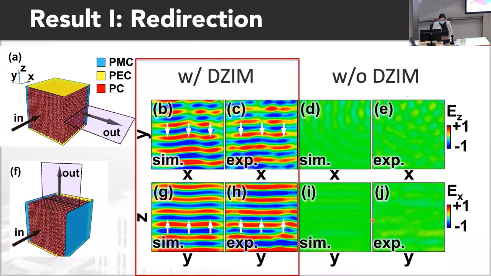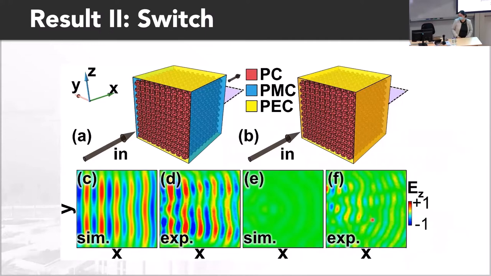Another example is what we call a switch. I have this zero index material covered with its boundaries. If I have the proper boundary, I can have the wave completely transmitted. And if I change the boundary, then there's no transmitted wave. So just by changing the boundary from PEC into PMC. People may ask, how can I make this change? Actually, Professor Li is an expert on this.